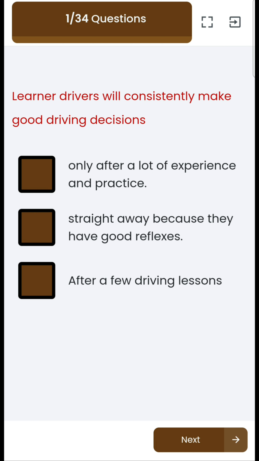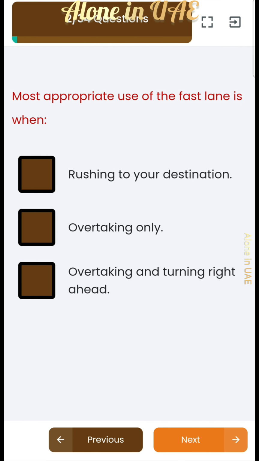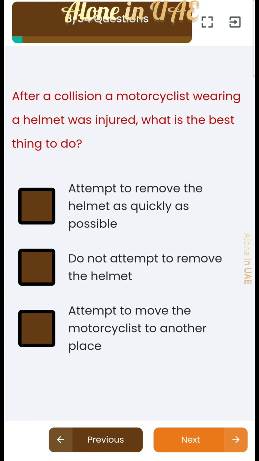Learner drivers will consistently make good driving decisions only after a lot of experience and practice. The most appropriate use of the fast lane is when overtaking only. After a collision, a motorcyclist wearing a helmet was injured.